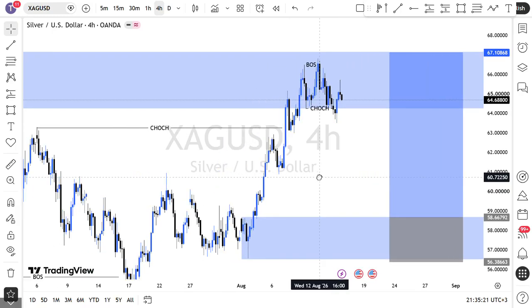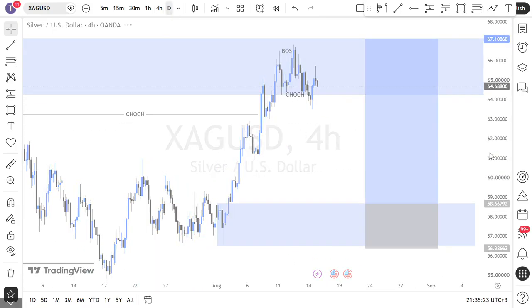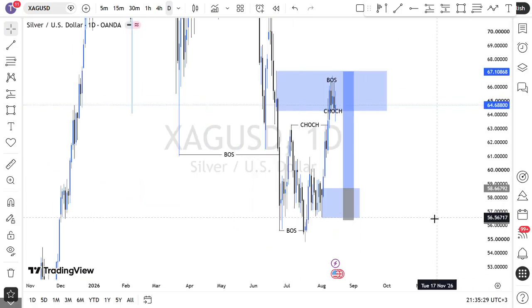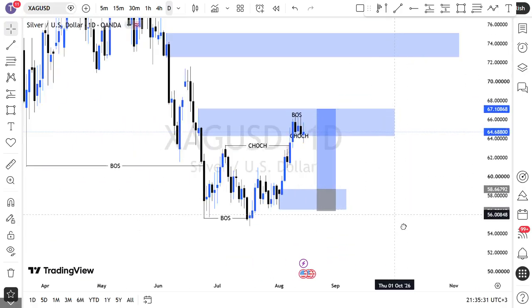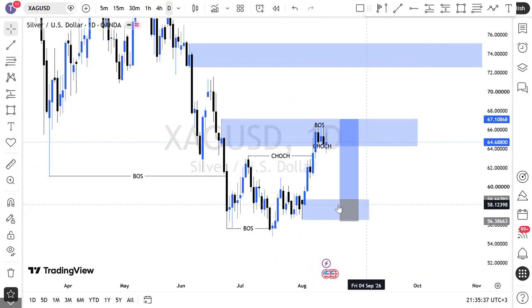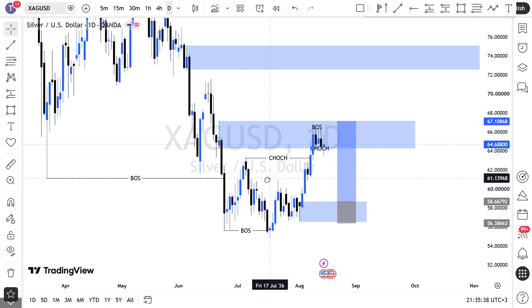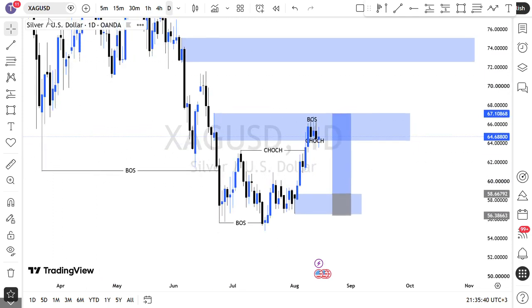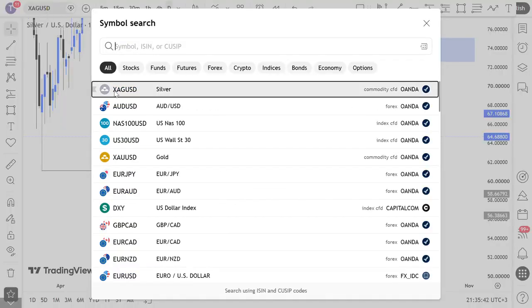So let us begin on this pair. I think price will be having that pullback into this daily order block down here, and then we try to look for buying opportunities from this point to the upside. And remember, the daily time frame is very, very powerful. So just be updated on that as well.